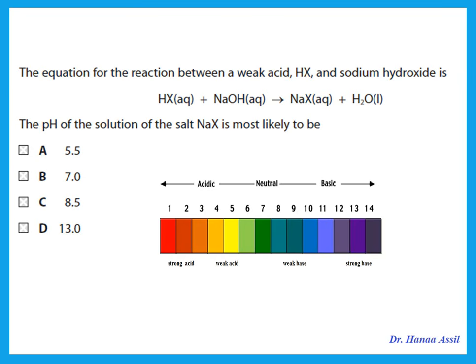So sodium hydroxide would have a pH of about 13 or 14. Now the weak acid, which is represented here by HX, would have probably a pH of 4 or 5 or 6. So if I mix them together, my average pH, or my overall pH, would be somewhere around 8.5.